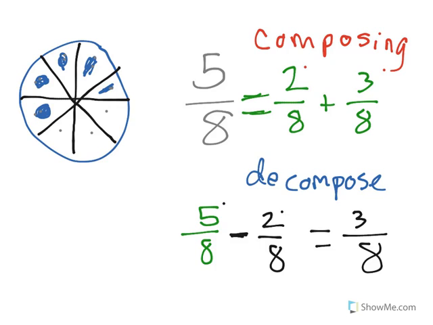Think of it like a fact family. I still have the same numbers. I still have a 5 and a 5, a 2 and a 2, and a 3 and a 3. So I'm using the same numbers, I'm just putting them in different places.